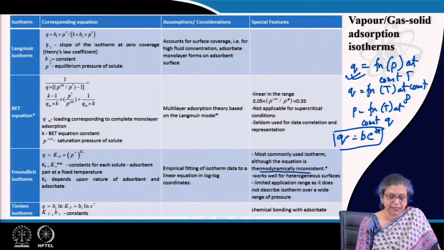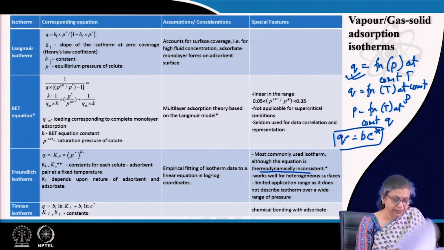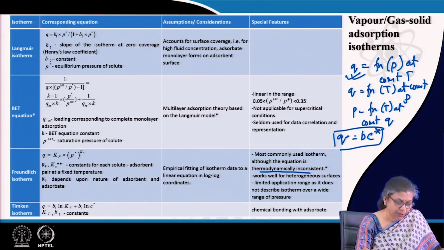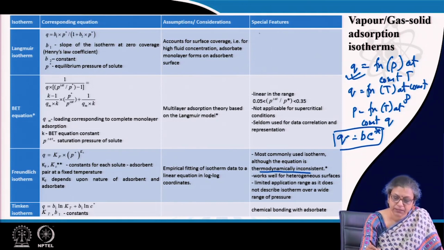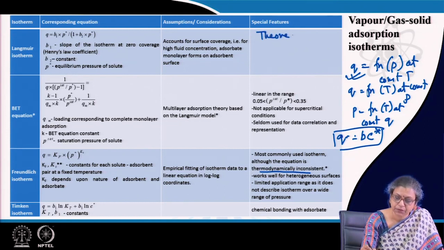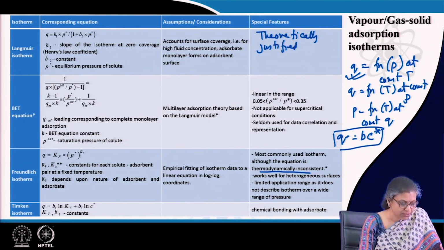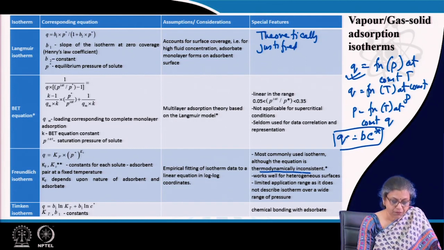thermodynamically inconsistent. On the other hand, the Langmuir equation, although it is not so much used, is theoretically justified. Why do we call the Freundlich equation thermodynamically inconsistent? Because it does not have a finite Henry's law constant. So, it is thermodynamically inconsistent, but nevertheless this equation is the most commonly used.